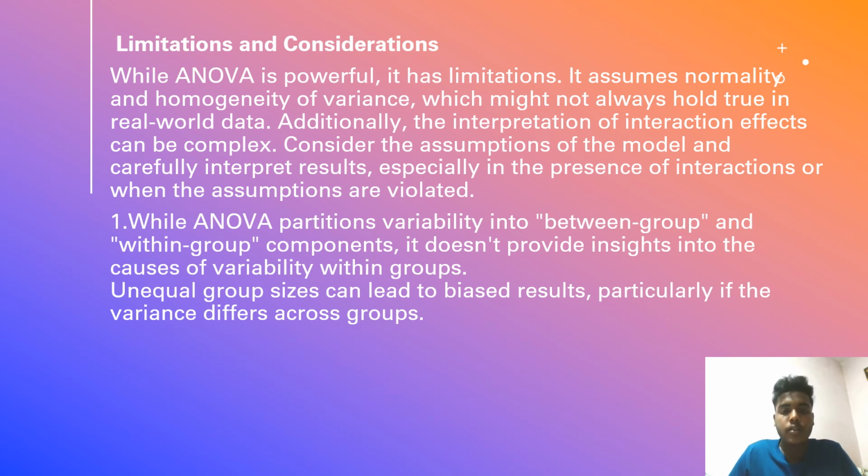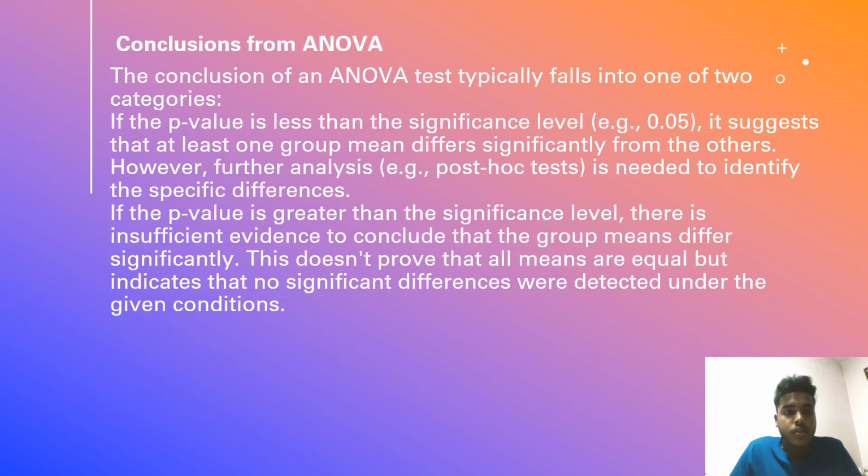Consider the assumptions of the model and carefully interpret results, especially in the presence of interactions or when the assumptions are violated. While ANOVA partitions variability into between groups and within groups components, it doesn't provide insights into the cause of variability within groups. Unequal group size can lead to biased results, particularly if the variance differs across groups.